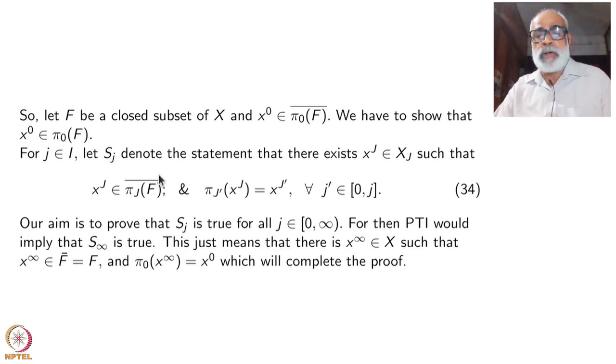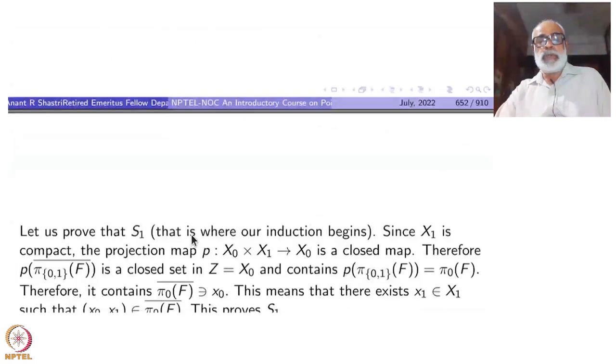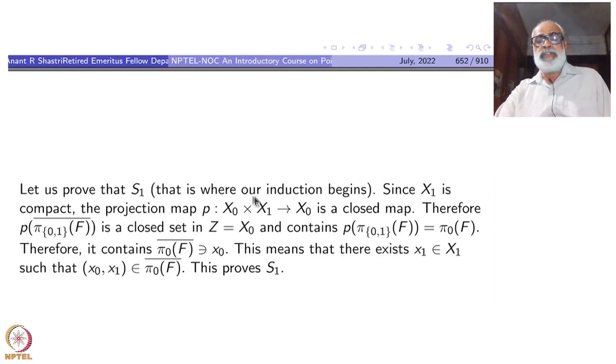What is the starting point? The starting point will be S1, for example. S0 is too obvious. S1 we can prove. Then we have to prove that Sj holds for all j by what? Obvious tricks. Namely, suppose this is true, then the next one is true. That step I have to prove. That is the hardest step here. All right. So let us prove S1. This is where the induction begins.